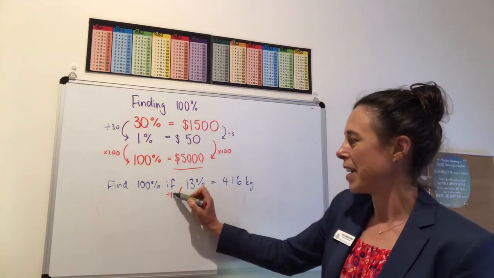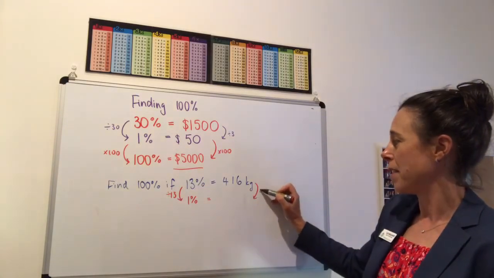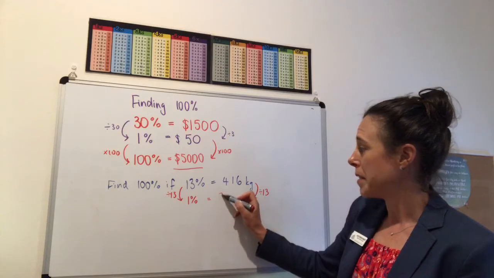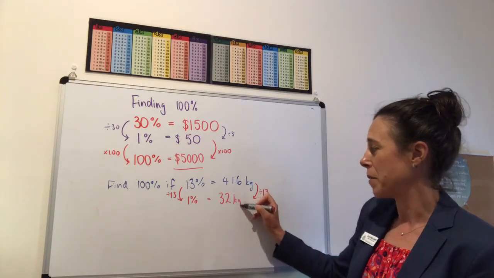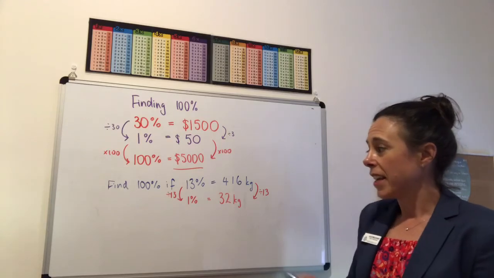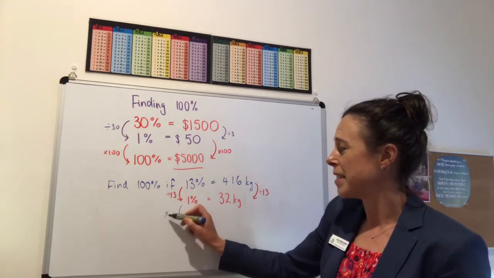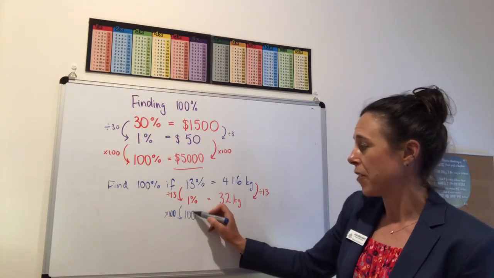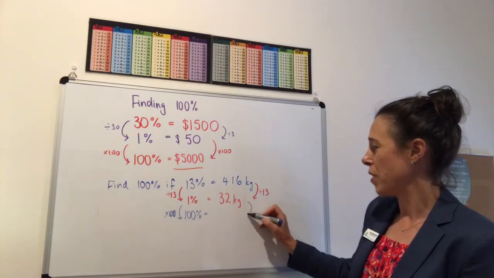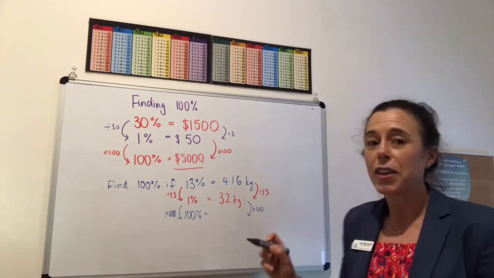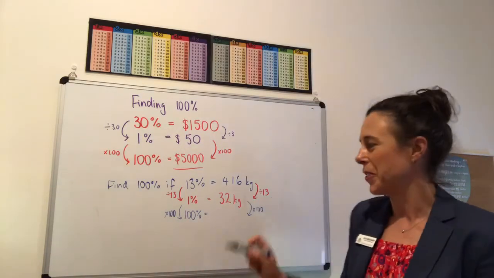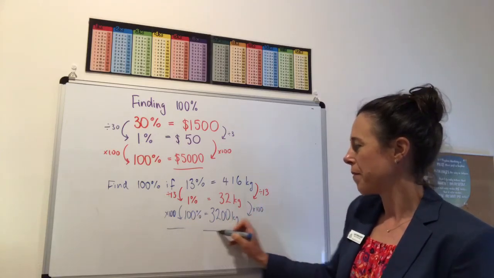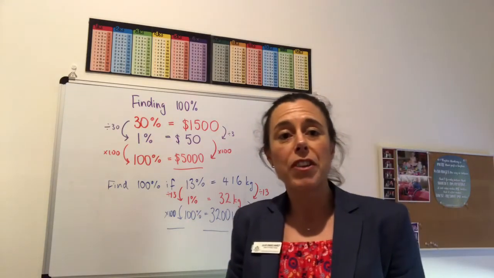So let's do that, 13. And of course we need to keep everything balanced. We're going to divide both sides by 13 and we find that 1% is in fact 32 kilograms. Okay, next thing, we want to find out what 100% is. So we are going to multiply by 100 to find 100%. And so we're going to do that over here as well. And we all know that if we multiply by 100, we just add 2 zeros on. So we can do that pretty easily. 3,200 kilograms.